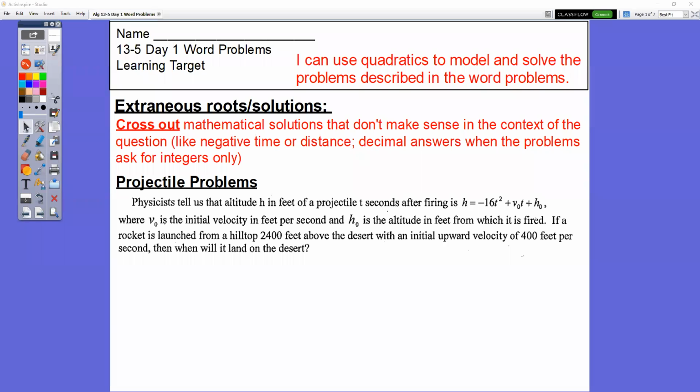This is a lesson for 13-5, day 1, which are more word problems. Yesterday, we did squares and rectangles. These are for your projectile problems.